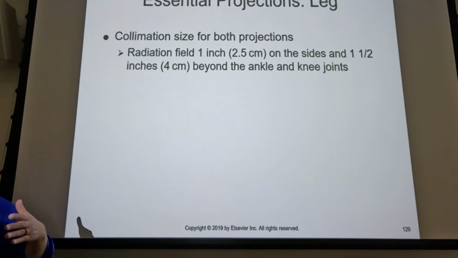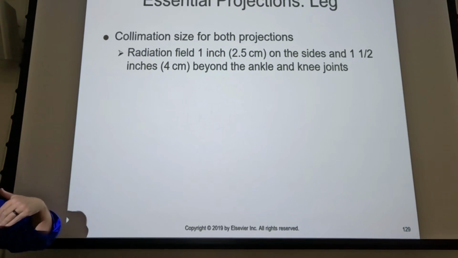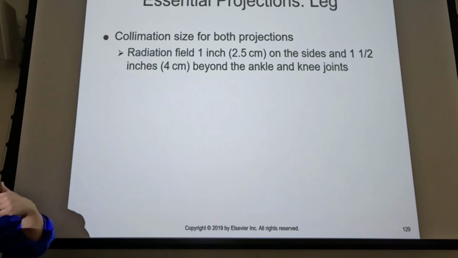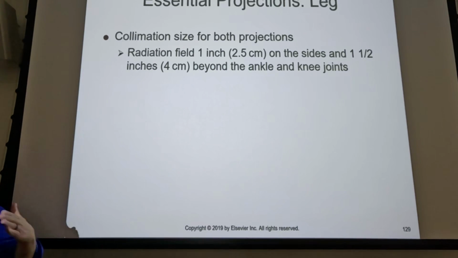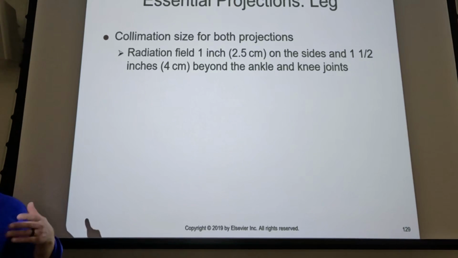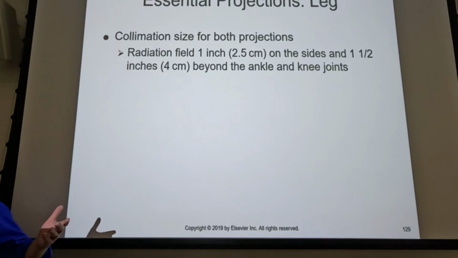Because you need to include at least 1.5 inches, maybe 2 inches beyond the joint space on each end because of the divergence of the central ray. If you put your central ray just to the surface and the skin surface of the anatomy, it continues to diverge and you might project anatomy off of the image receptor. Okay, so you need at least 1.5 inches, maybe 2 inches beyond the anatomy on both ends. So make sure your image receptor is big enough, catty cornered if you need to.